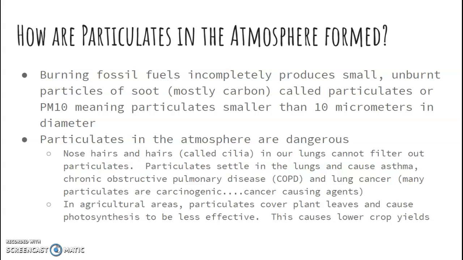They're mostly carbon. We usually call it soot, or it's also called particulates, or sometimes PM10, meaning particulates smaller than 10 micrometers in diameter. And they're dangerous because the human body's not built to filter them out. The filters that we have as humans are nose hairs and hairs, or cilia, in the top part of our lungs. And they just can't do the job to filter out particulates.